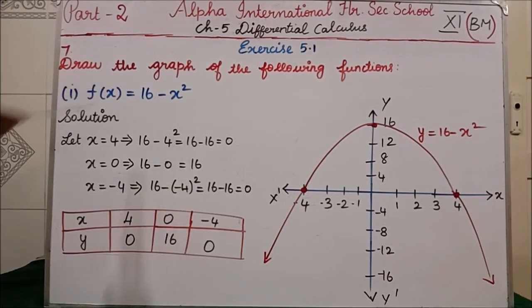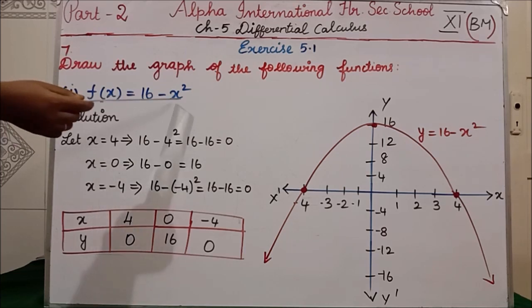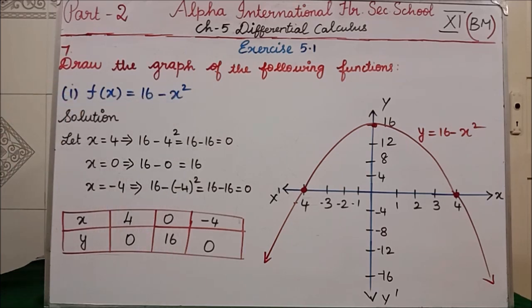f of x is equal to 16 minus x square. Students, for this we will see the solution now. See, you can choose suitable values for x. Clear? Whatever value you want, you can substitute for x, and you have to determine the value of y. Now, first I am going to substitute 4 in the place of x. If you need, you can substitute 12, or 6. Any suitable value you can give for x.